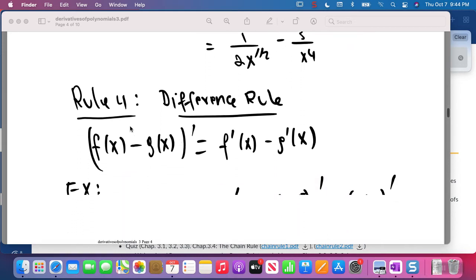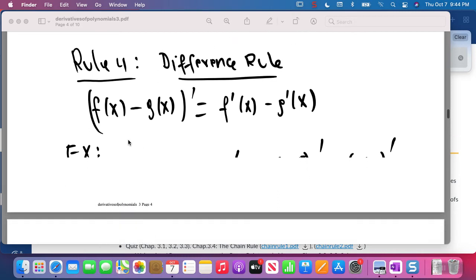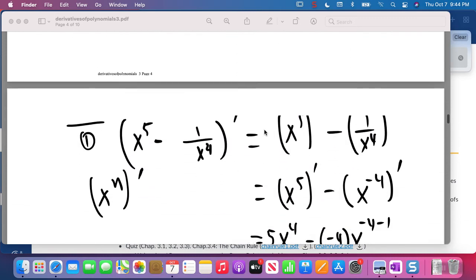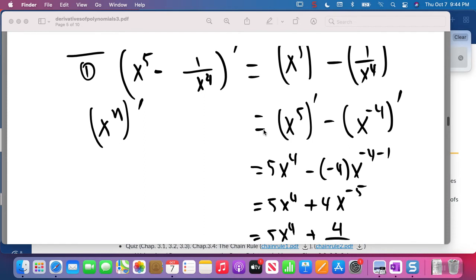Rule number 4 is taking the derivative of a difference of two functions. So the derivative of a difference of two functions is the difference of derivatives. So you distribute the derivative to each function and then take the difference. The same thing, if you take the derivative of x raised to the 5th power minus 1 over x, minus 1 over x to the 4th. So this term is not ready to take the derivative yet.